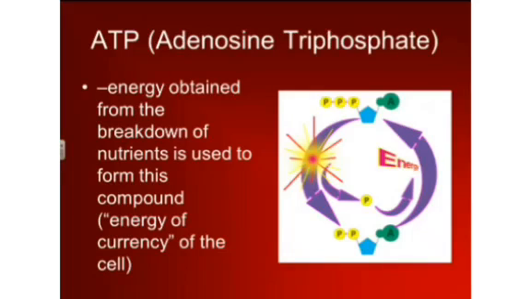ATP, or adenosine triphosphate. This is a very, very important chemical within our body. Basically, the energy obtained from the breakdown of nutrients is used to form this compound. We take all of our proteins, carbohydrates, fat, all the food that we take in, and it all is broken down into ATP, and ATP is what gives us energy within our body.